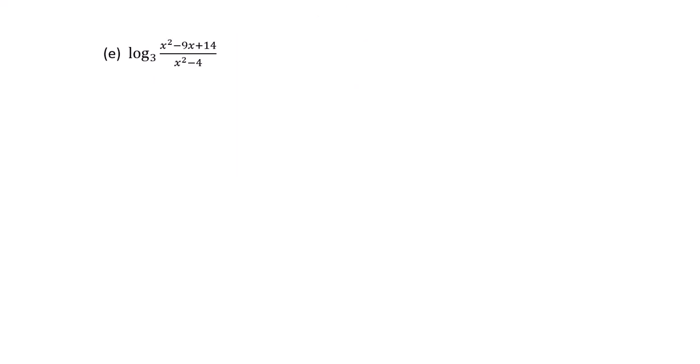On this one, I have log base 3 of (x squared minus 9x plus 14) over (x squared minus 4). Now, there are no properties for logarithms that I can apply at this point. I have to be able to have products, quotients, exponents on the argument, so I need to go ahead and get this factored first. This would be log base 3 of (x minus 2)(x minus 7), and then the denominator is going to be (x plus 2)(x minus 2).